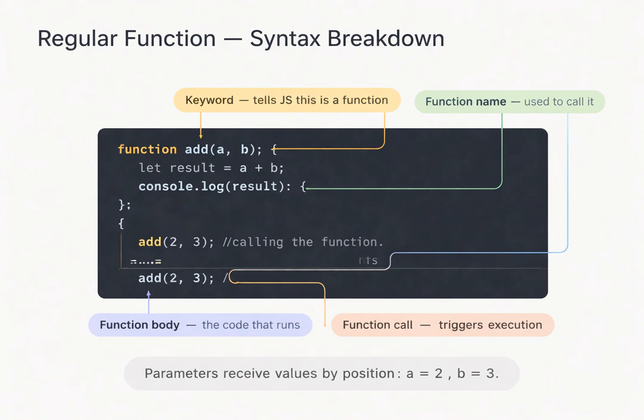Inside the curly braces is the function body. This is the actual code that runs when the function is called. And at the bottom, add(2, 3) is the function call. This is what triggers everything to execute.